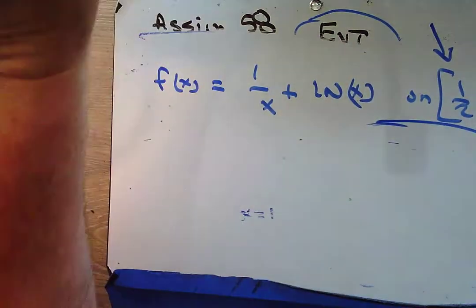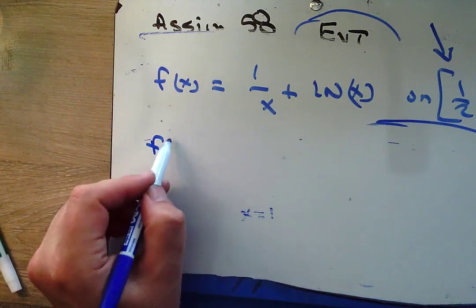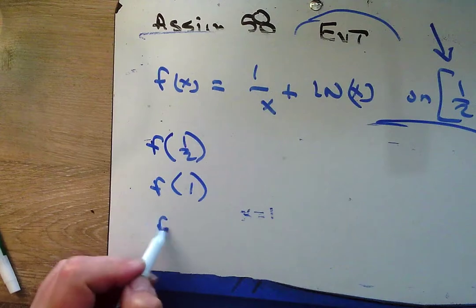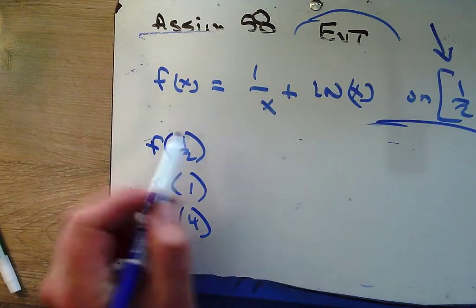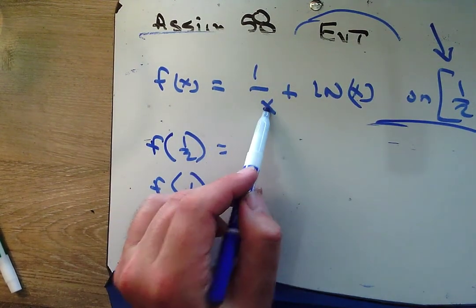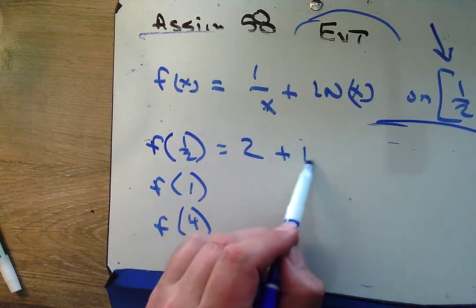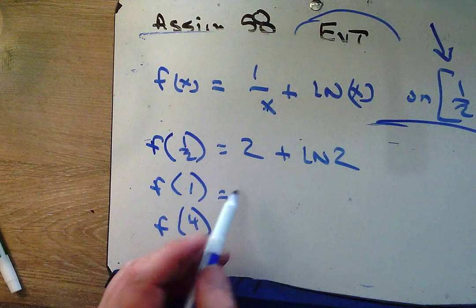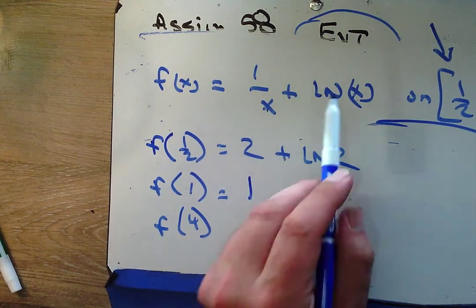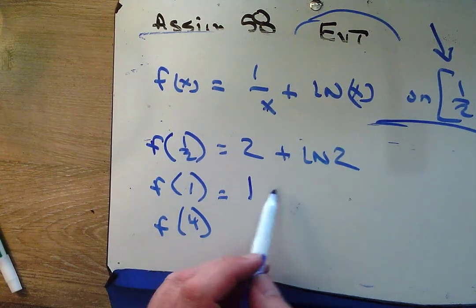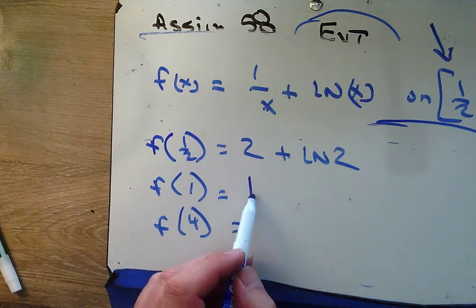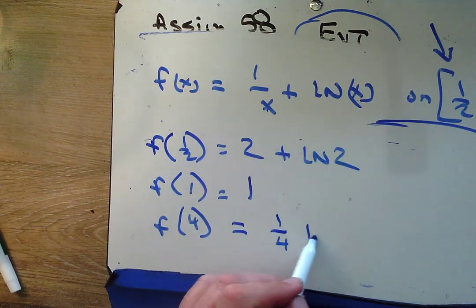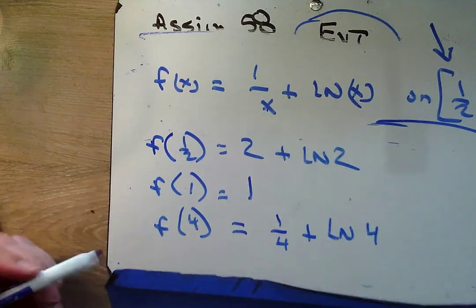So here's what we're going to do. We're going to go back to f. We're going to find f of 1/2, f of 1, and f of 4. I plug a 1/2 in there, I get 2 plus ln of 2. If I plug a 1 in here, I get 1. ln of 1, remember, is 0. And so that's 1 plus 0, or 1. And if I plug in a 4, I have 1/4 plus ln of 4.